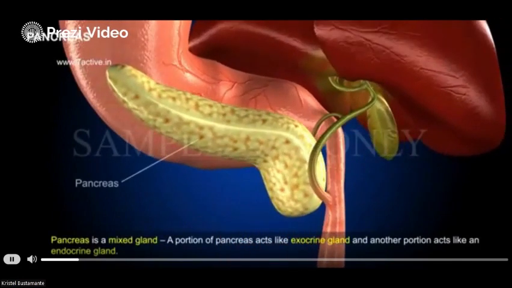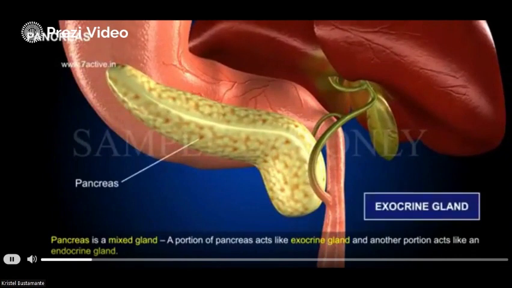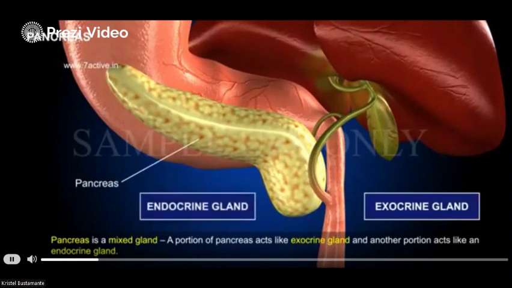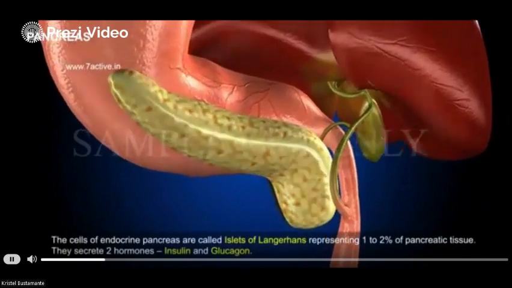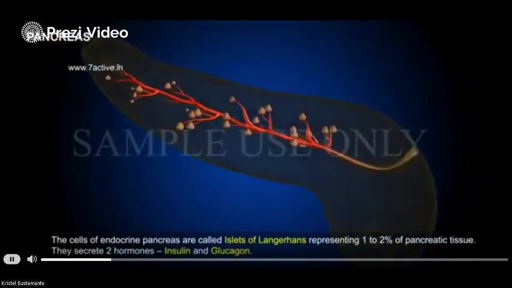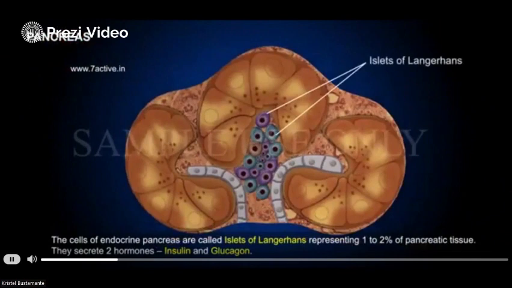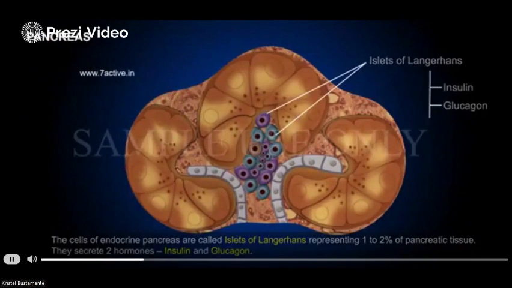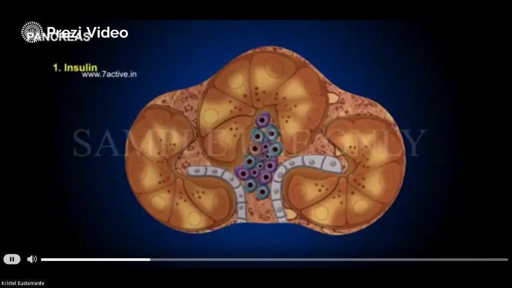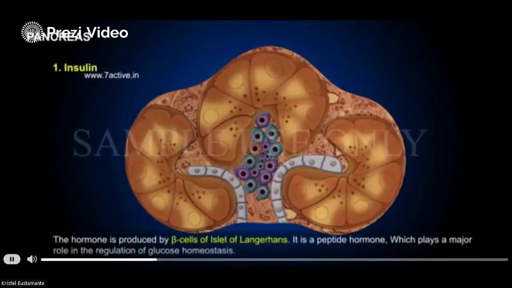The pancreas is a mixed gland. A portion of the pancreas acts like an exocrine gland and another portion acts like an endocrine gland. The cells of the endocrine pancreas are called islets of Langerhans, representing 1 to 2% of pancreatic tissue. They secrete two hormones, insulin and glucagon. One, insulin. The hormone is produced by beta cells of the islets of Langerhans.